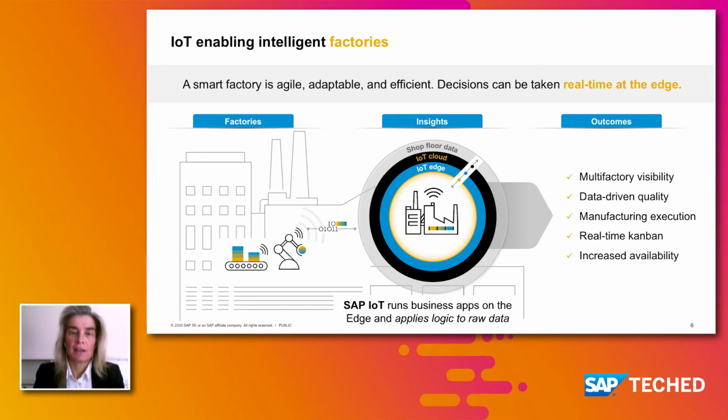So SAP IoT runs business processes at the edge or applies it in the cloud. And the key here is to apply business logic already at the edge where the data occurs on the shop floor. And then by aggregating the data in the cloud, there's multi-factory visibility. And it allows really for real-time processing, increased availability, and manufacturing excellence. Let's look at another example.